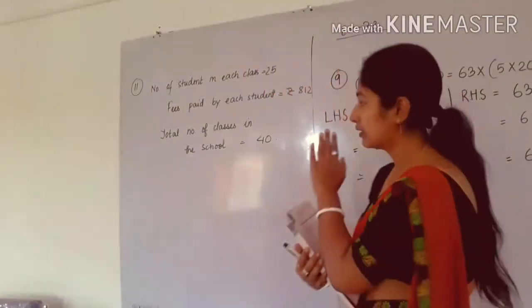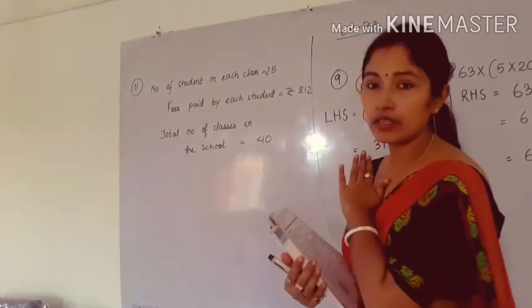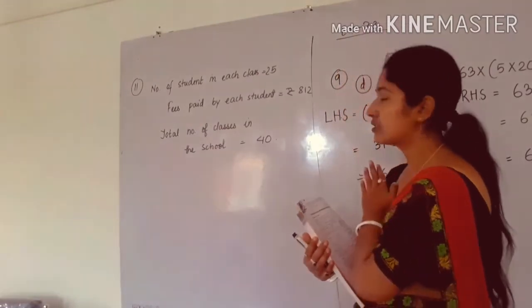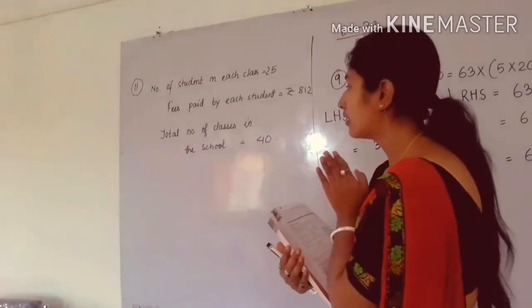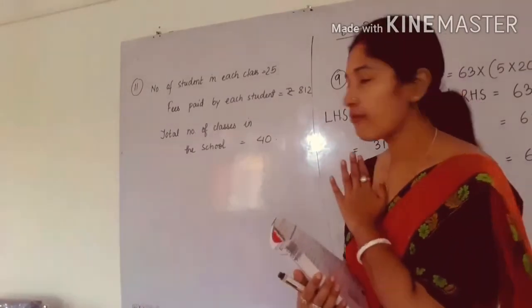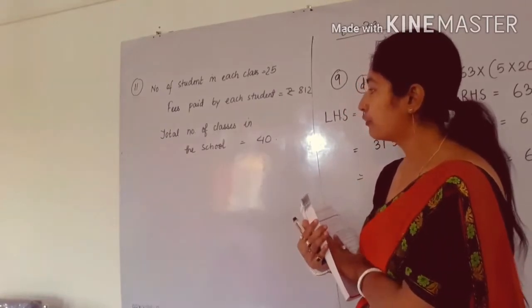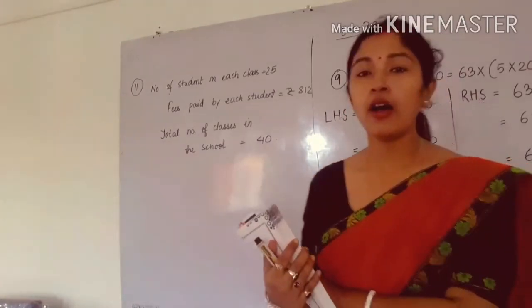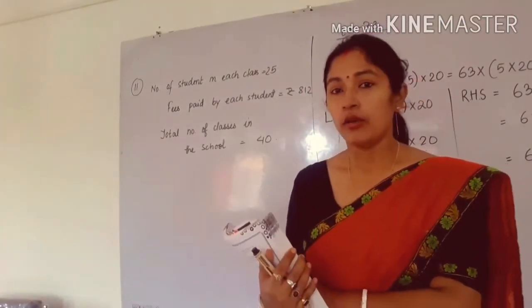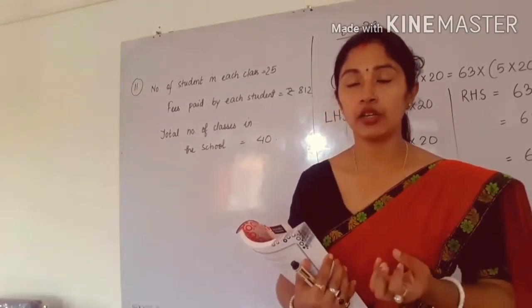So here I am writing all the conditions. First condition is number of students in each class, that is 25. The second condition is fees paid by one student, that is 812. And the third condition is total number of classes in the school, that is 40. So first of all you have to find how many total students are present in the school. By that only you can easily find the total fee collection.